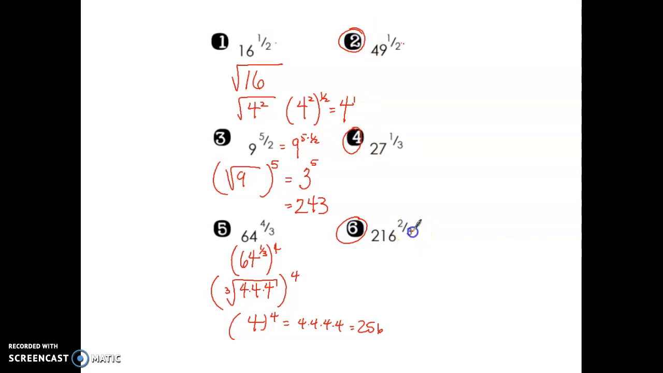All right, this is the index. You're taking the cubed root and then you're squaring it.